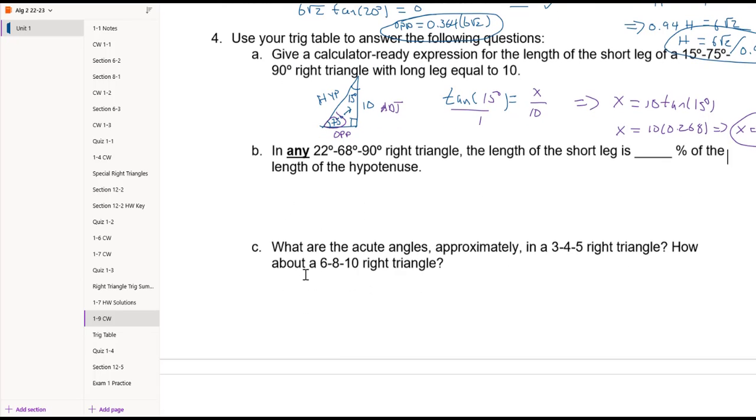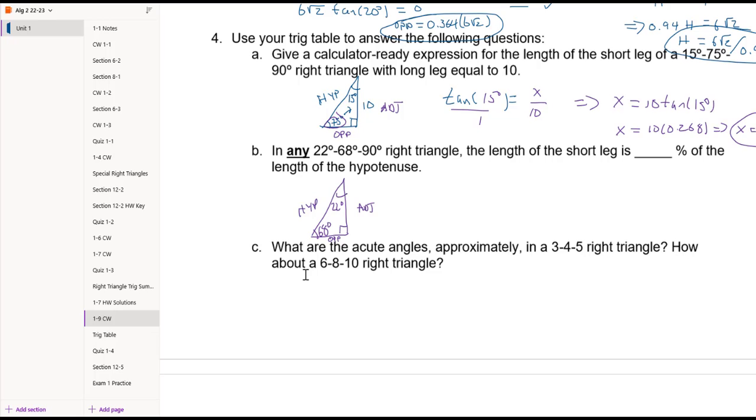Let's move on to the next one here. 22, 68, 90. Again, just draw yourself a right triangle. Don't worry too much about whether it's to scale. 68 looks like the bigger angle. 22 is the smaller angle. Let's use the smaller angle because that's the one that's going to be in a table. Relative to the smaller angle, that's the opposite. That's the adjacent.